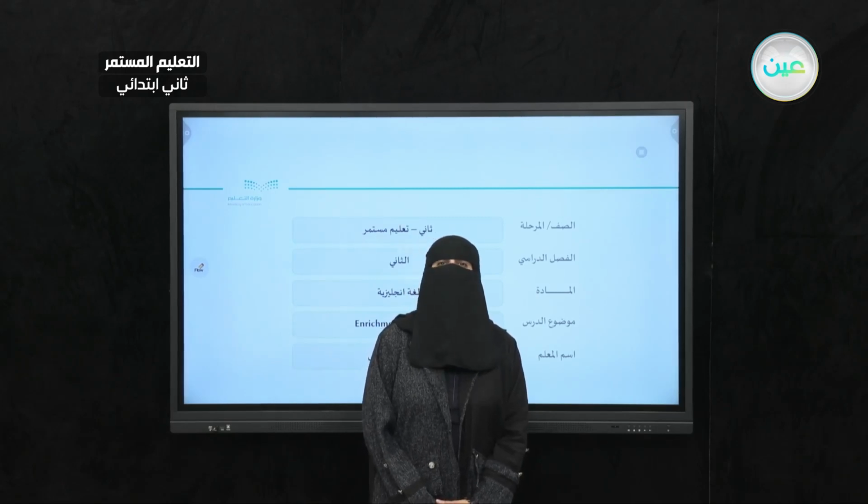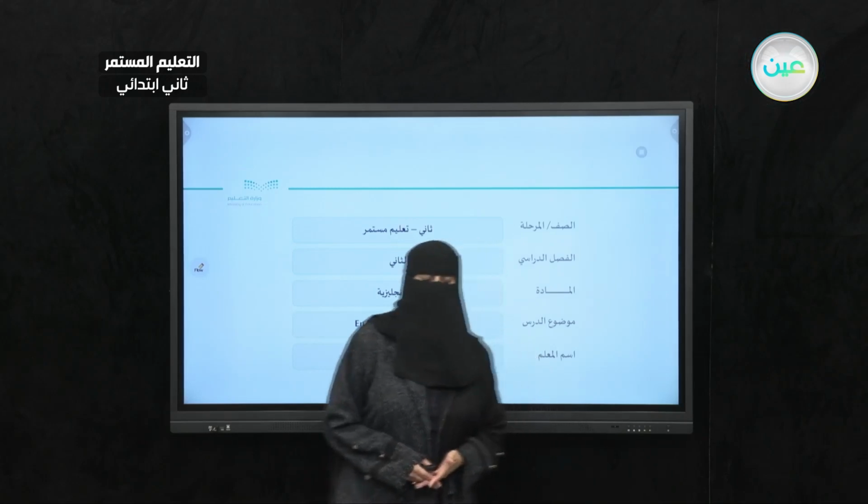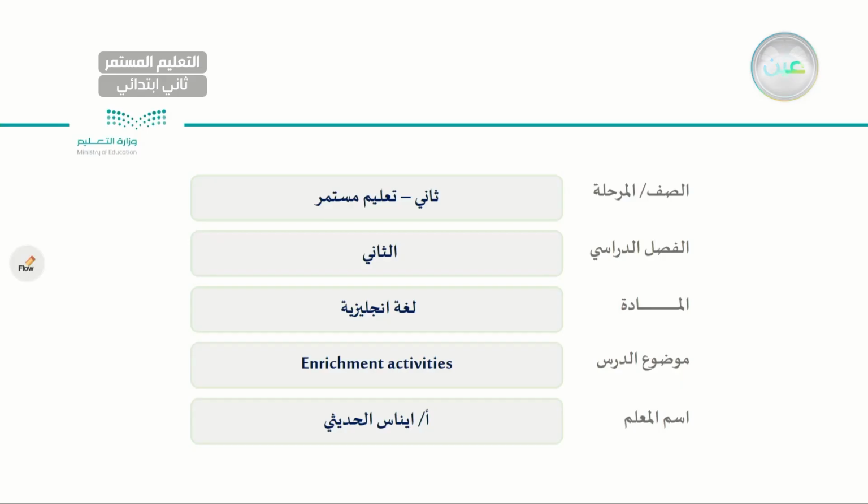Today, inshallah, we will carry on with our English language curriculum. As for today, we will start our wonderful enrichment activities. As you can see, these are the activities for the second year. These activities target the information that we already have or perhaps add more information.